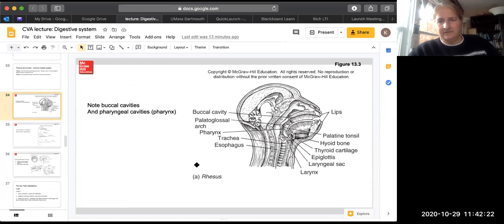Buccal cavity and the pharyngeal cavity is essentially this back part. There's this trachea and the esophagus right next to it. Esophagus is, where's this one, is esophagus.